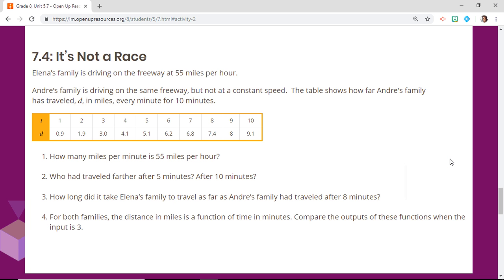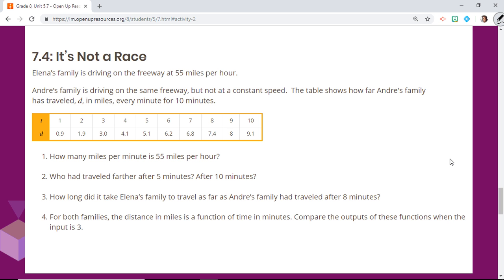All right, so this is activity 7.4. It's not a race. Elena's family is driving on the freeway at 55 miles per hour. Andre's family is driving on the same freeway, but not at a constant speed. The table shows how far Andre's family has traveled, D in miles, every minute for 10 minutes, and T would be minutes.